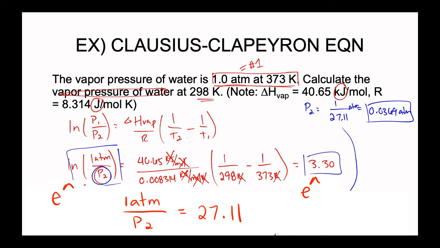Now that the problem is answered, we can address what this means. We have a way to predict what the vapor pressure of water is at any temperature, and it just so happens that at room temperature, the pressure of the vapor above the surface of a liquid of water is 0.0369 atmospheres.